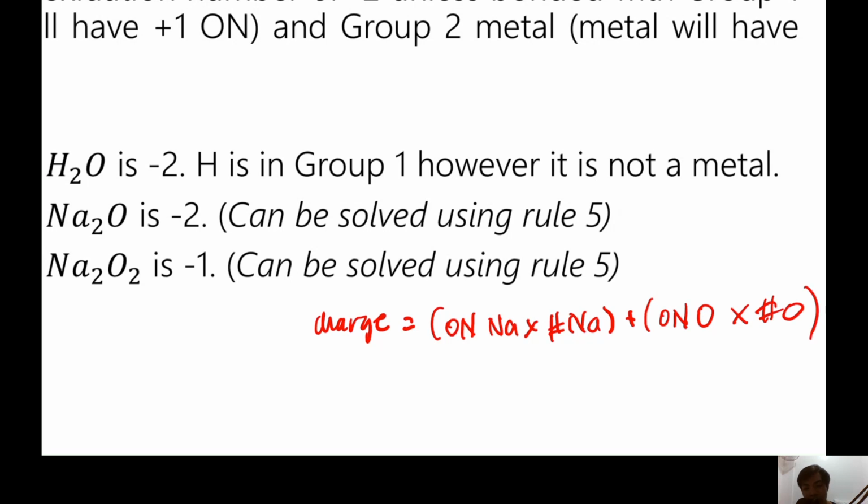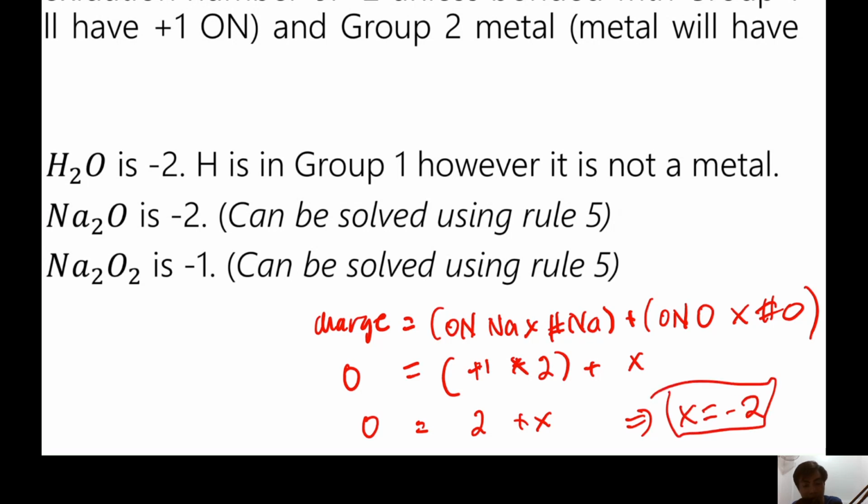We know that group 1 metals always have a +1 charge, times how many sodium atoms? Two. The oxidation number of oxygen, since we don't know it, will be X. The number of oxygen is 1, so just X. The charge is 0. Let's solve for X. 1 times 2 is 2. Solving for X, we will have X equals -2. So this is the oxidation number of oxygen for this compound.